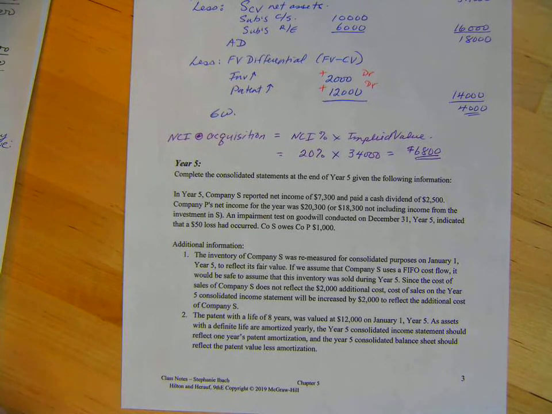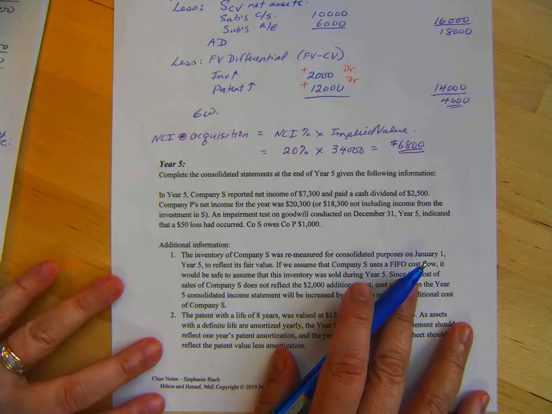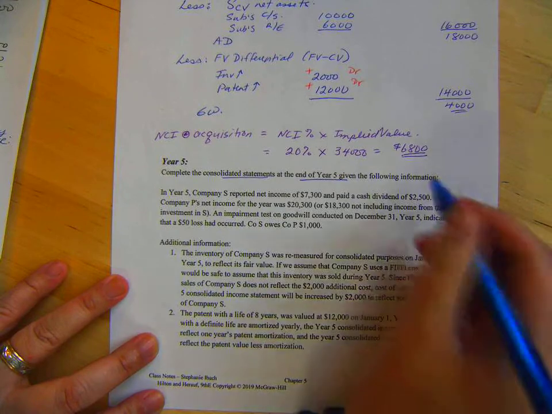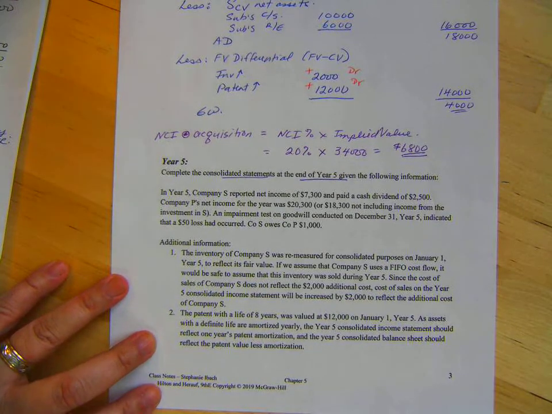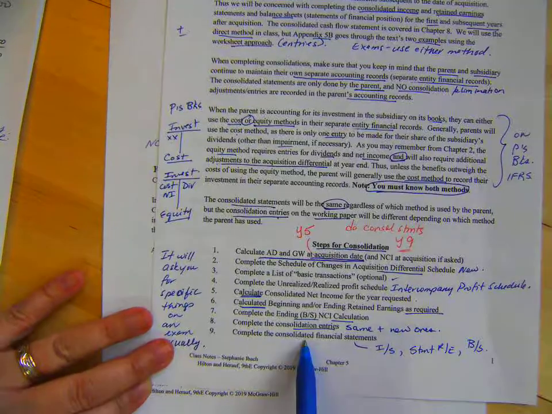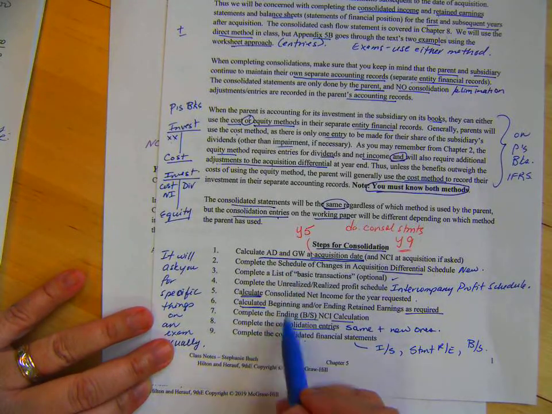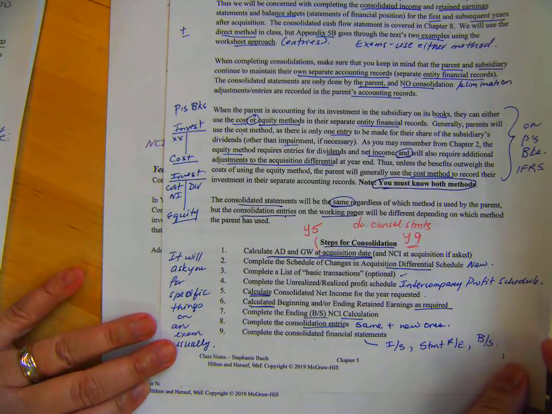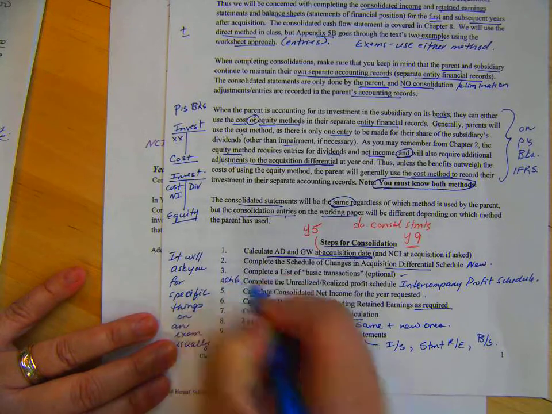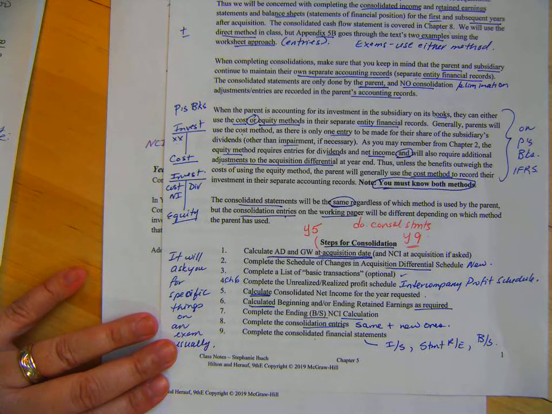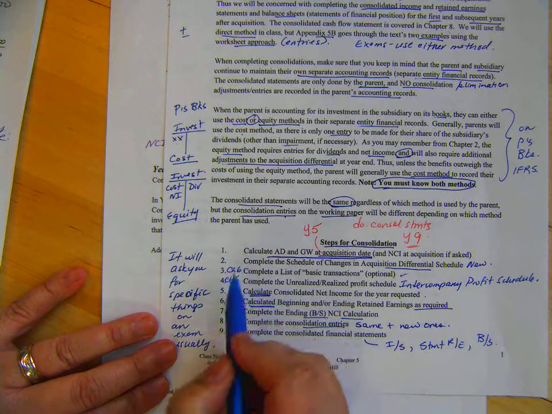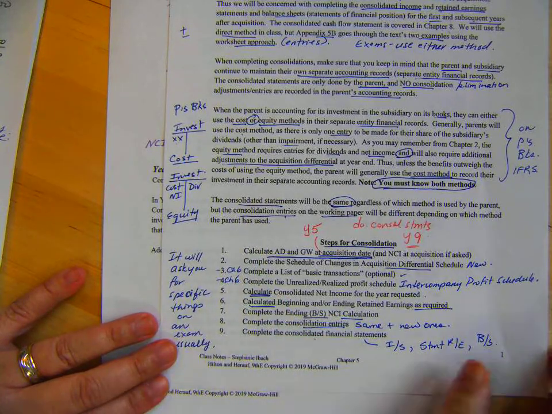Now they're going to tell you what's happened during year 5. They want the consolidated statements at the end of year 5 given the following information. So again, looking on page 1, at the bottom, we have to do the steps in the middle. We're not there until chapter 6. I think this is chapter 6. Okay, so 3 and 4 we won't do, but this way you can just follow what we're doing.